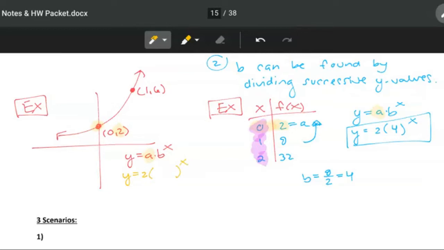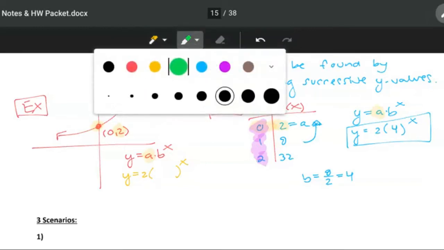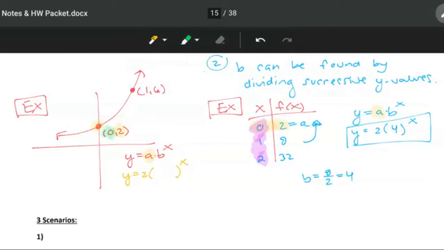To find our b, all right, we could divide our successive y values. First, you got to double check, are your points successive? All right, the x value, it goes 0, 1. All right, those are right in a row, 0, 1. All right, so those are successive. So what we can do is we can divide our y values. Got to be 6 divided by 2. All right, that'll be our b value. 6 divided by 2 is 3. All right, so our b is 3.